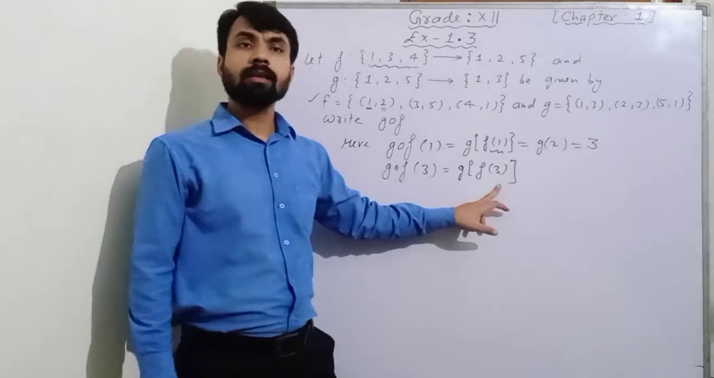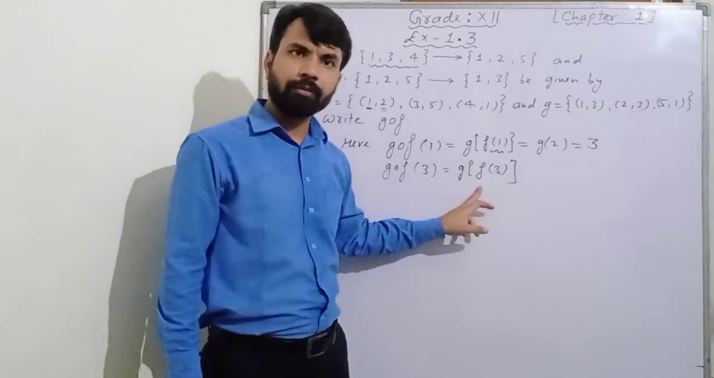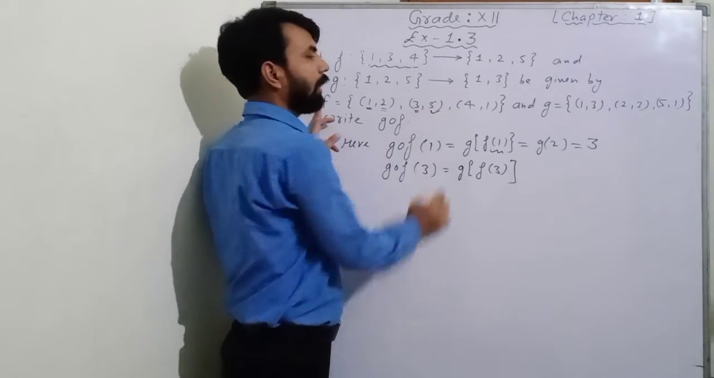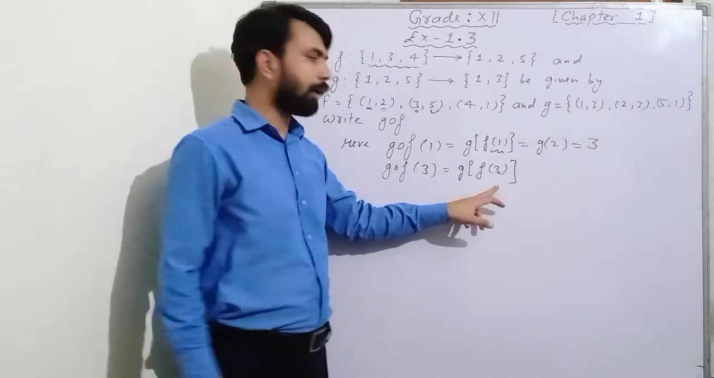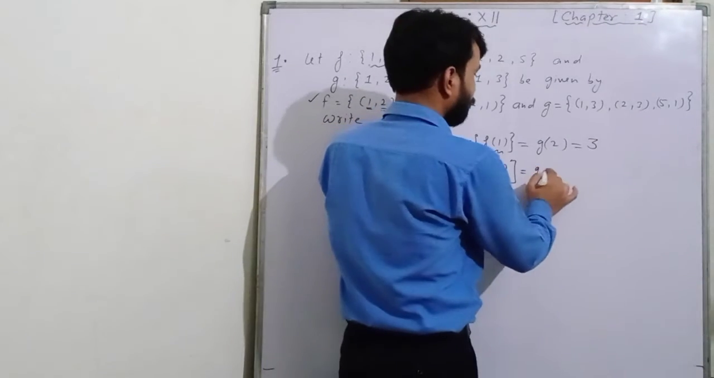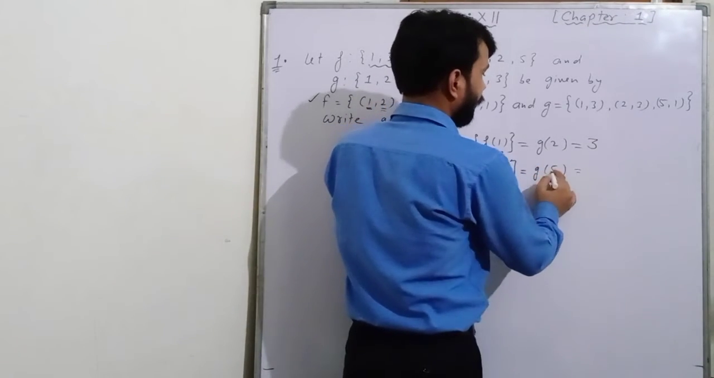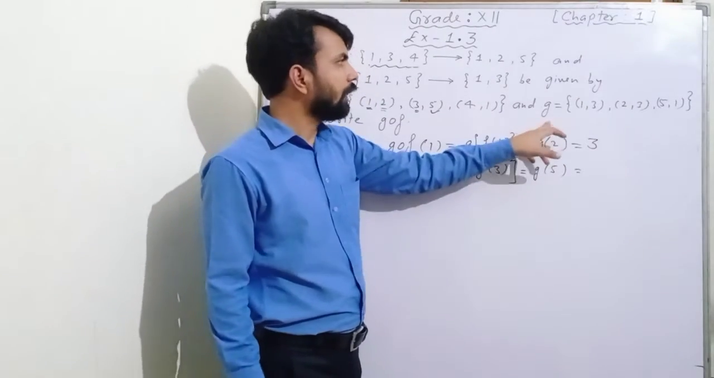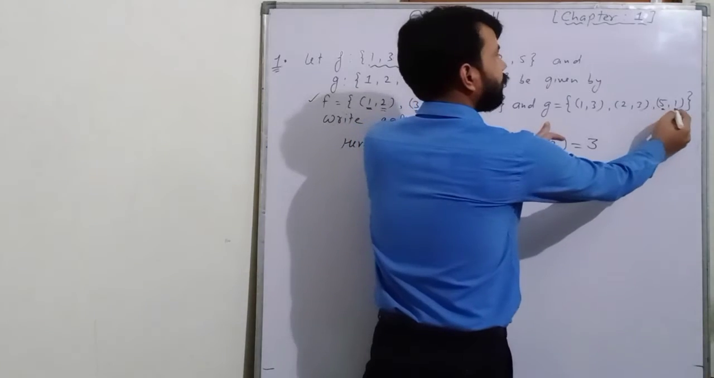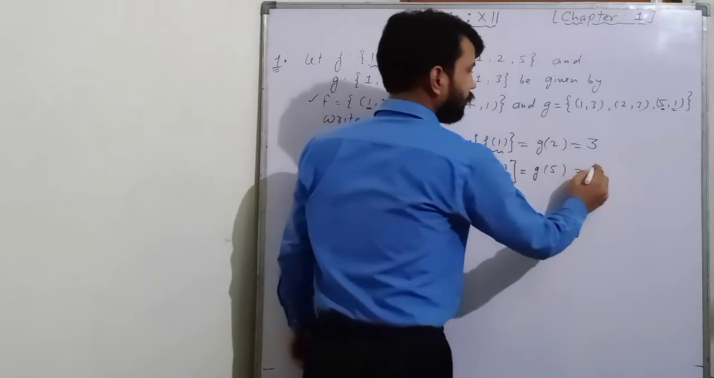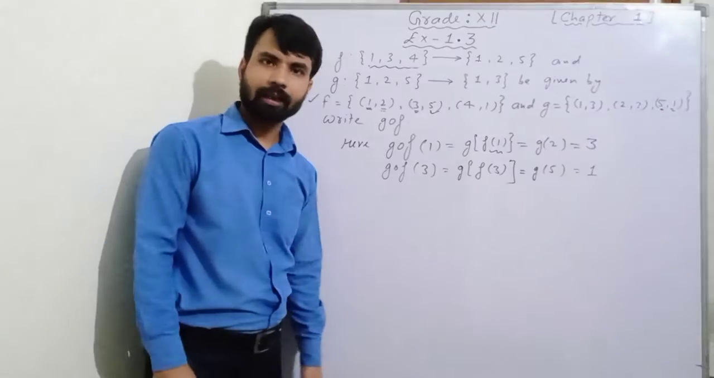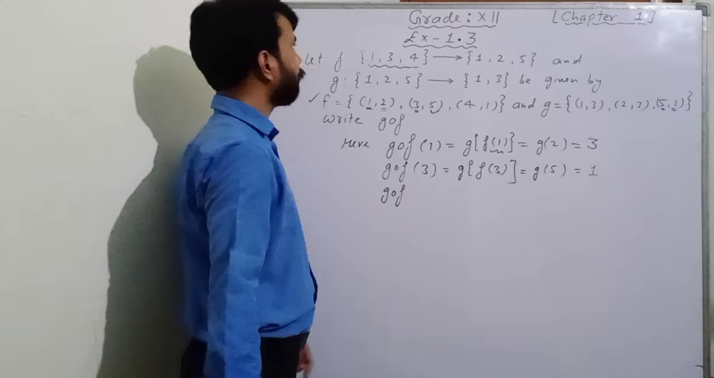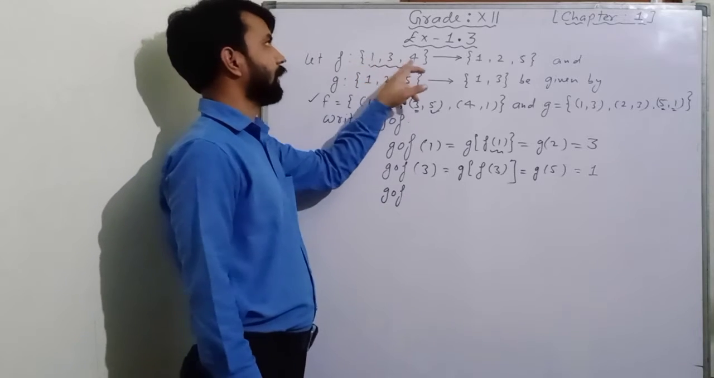Now GOF 3, so g bracket f3. f3 means the image of 3 under the function f. Under the function f, the image of 3 is 5. So f3 is 5, so that is g5. g5 is the image of 5 under the function g. In g, the image of 5 is 1, so we can write here 1. Understood?